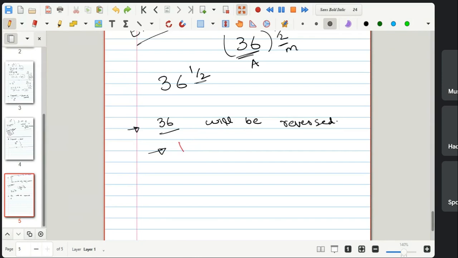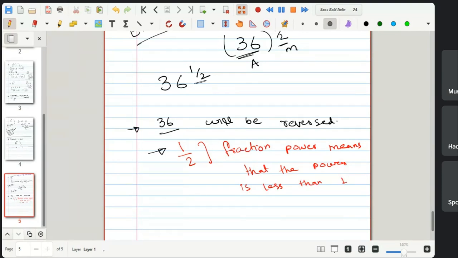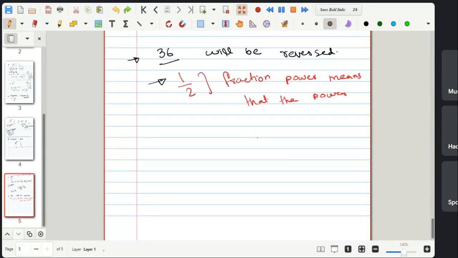So what is meant by the fraction? Fraction power means that the power is not a whole number. Power is not a whole number.